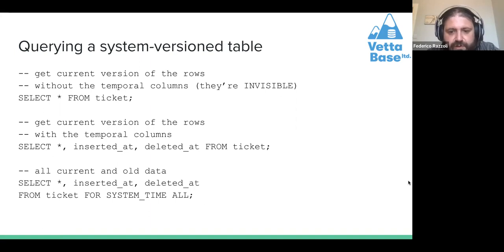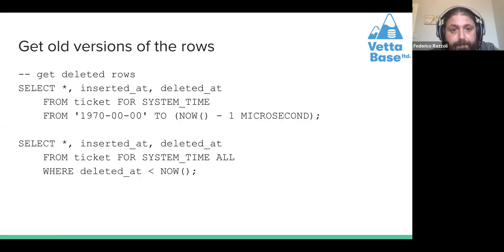For each version, we will know when it started to exist and when it stopped to exist. Okay. And then here I show you, for example, a query to get the row versions that don't exist anymore. In the comment, I wrote get deleted queries. It is not 100% correct. They could be rows that have been modified.